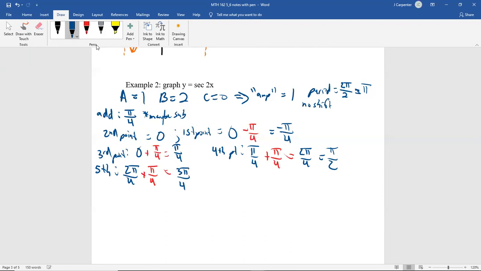over 4. Now, if you remember that little trick I gave you, it said that if you took the first point, which was the negative pi over 4, and added the period of pi, which is 4 pi over 4, negative 1 plus 4 is 3, you do get the fifth point. So everything lines up perfectly.